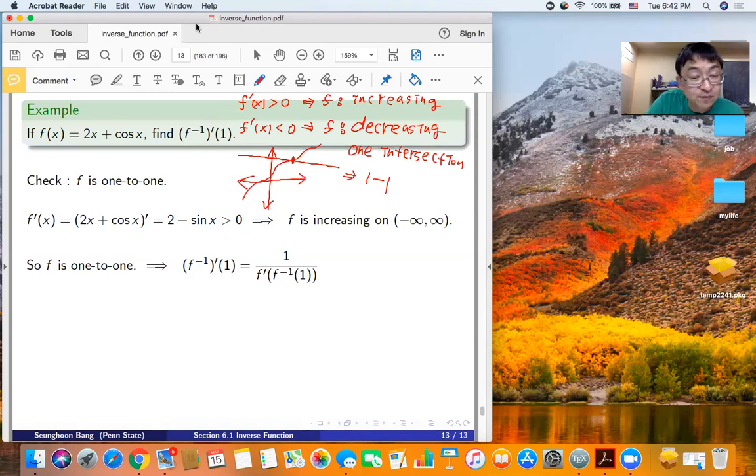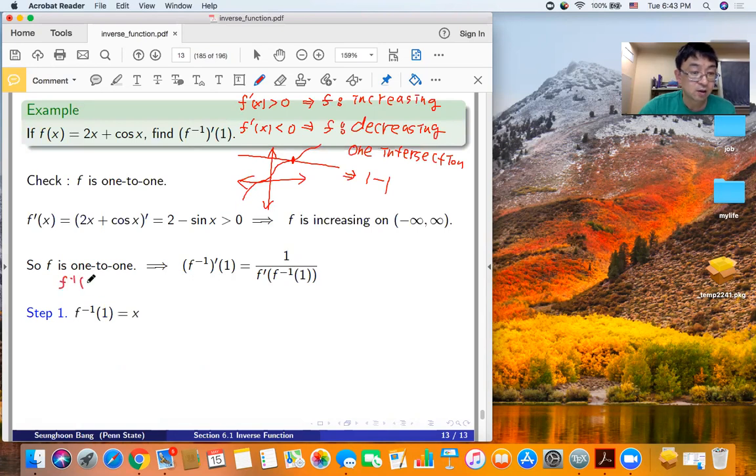Here, first, I want to find the inside one. This is the first one. Step 1: I want to find inverse f of 1. I can calculate this one. This is unknown, so I can write inverse f of 1 equals x. How can you calculate it? I want to use the definition of the inverse function. Remember this one?